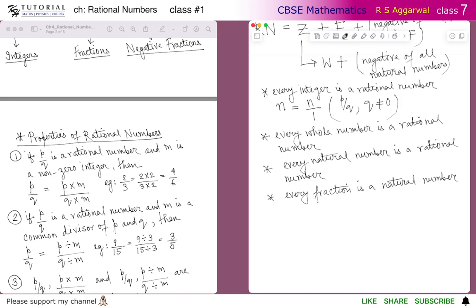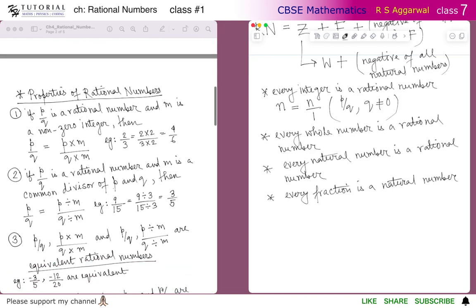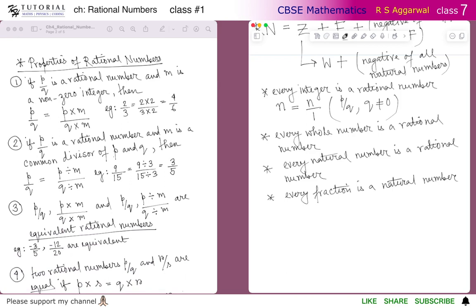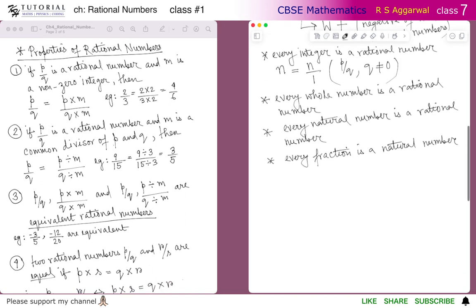Okay, now let's understand the properties of rational numbers. So, let's say p by q is a rational number, and m is a non-zero integer. If we multiply both the numerator and the denominator by m, the rational number remains the same. That is, p by q equals p into m divided by q into m. So, here we are multiplying both p and q by m, where m is a non-zero integer.